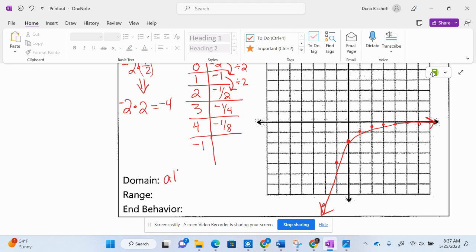Domain, all real numbers. Range, y is always going to be less than 0. As x gets bigger, y gets closer to 0. As x gets smaller, y gets smaller.